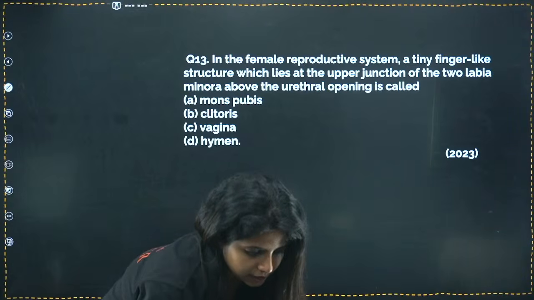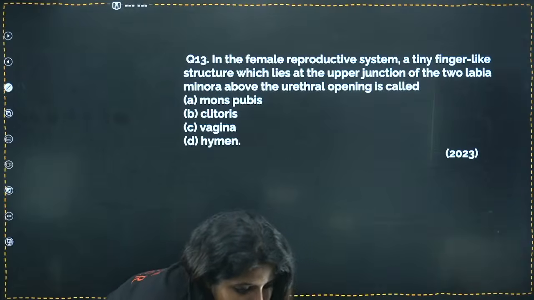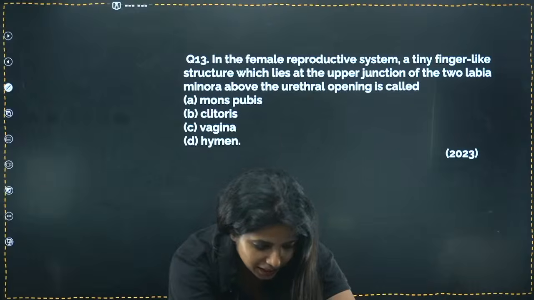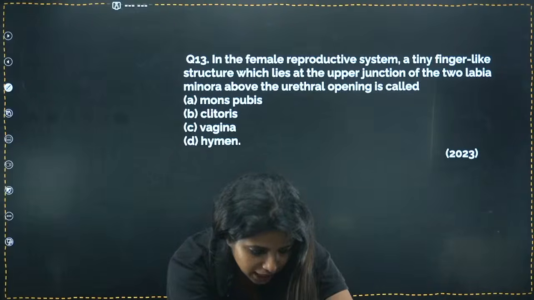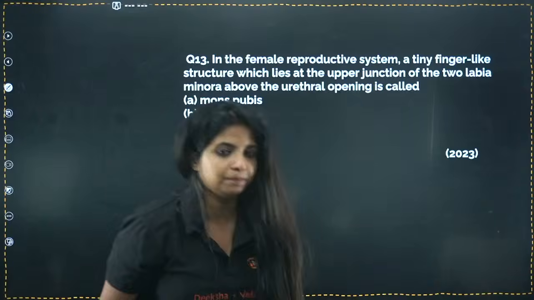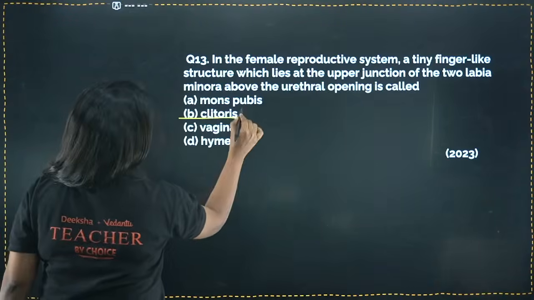Digant says the answer is B. Kumada says B. Numan says lock B. Oh my God, yes. And Dhanush also says B. Dhanyashri also says B. Vijay Lakshmi and Ganesh also say B. Okay. What is B? B is clitoris.